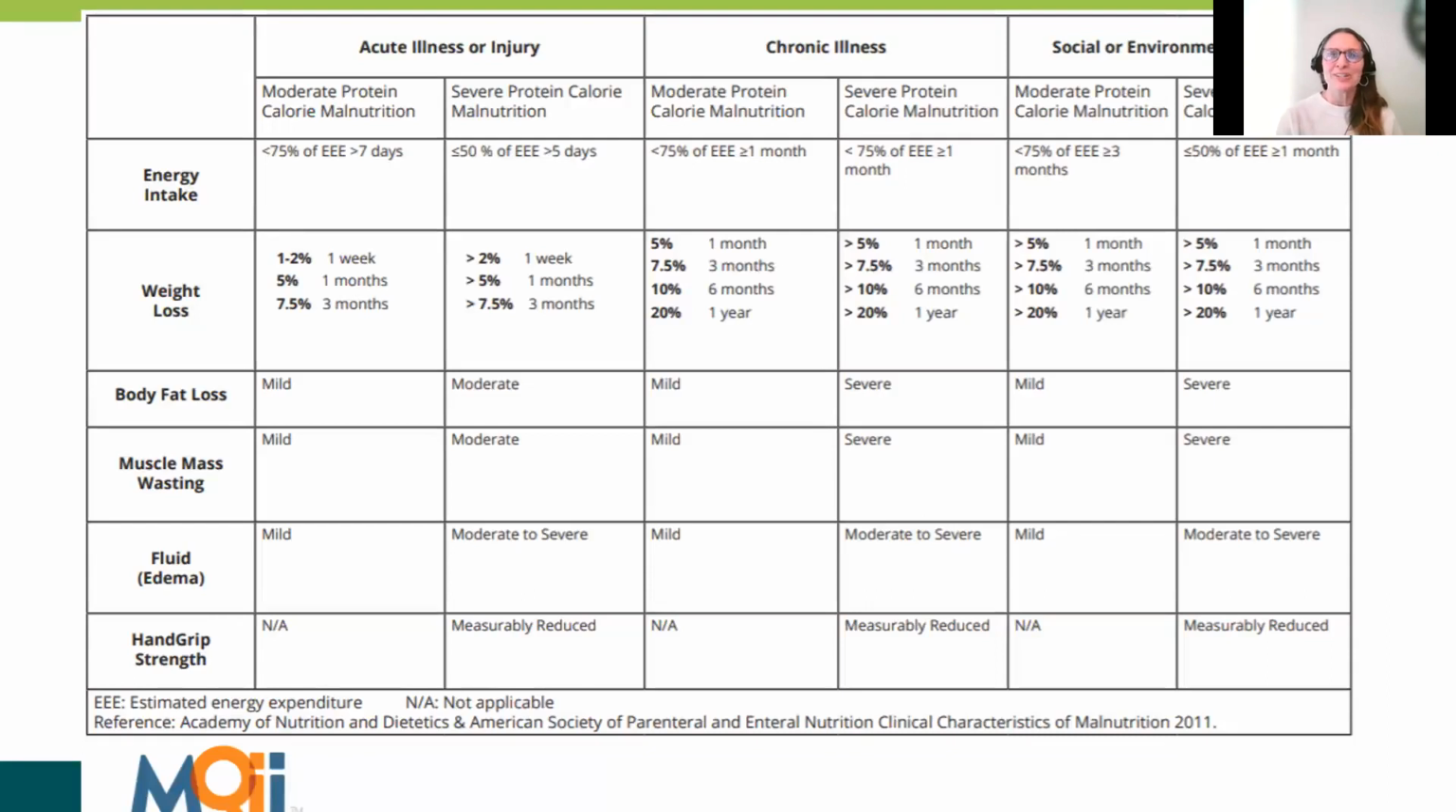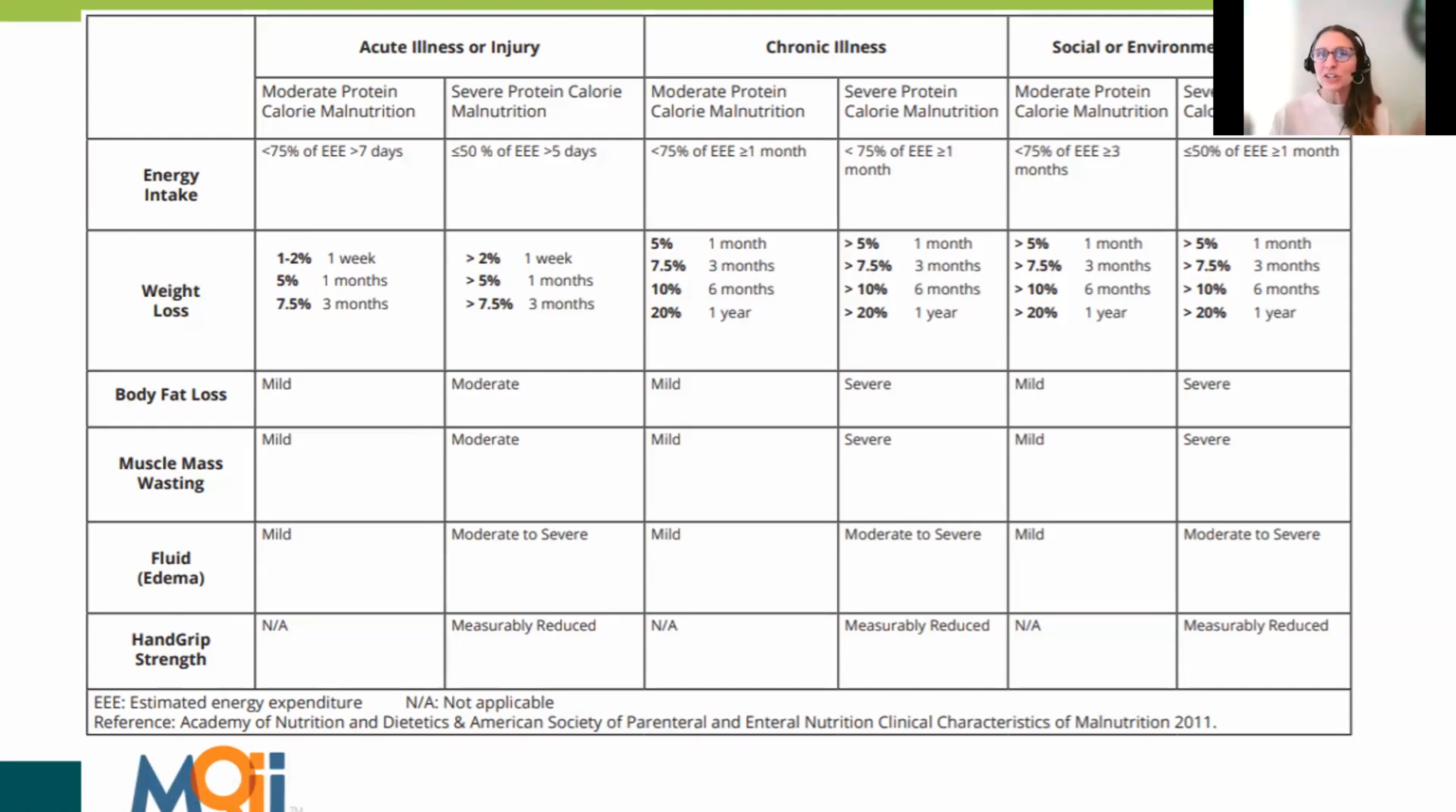This table across the top, you can see the etiologies for malnutrition, where we have acute illness or injury, chronic illness, and then social or environmental factors. And then on the left side, we have those 6 characteristics. The first 2 are the 2 that really have specific guidelines as to amount. So if energy intake in general is less than 75%, it's a red flag.